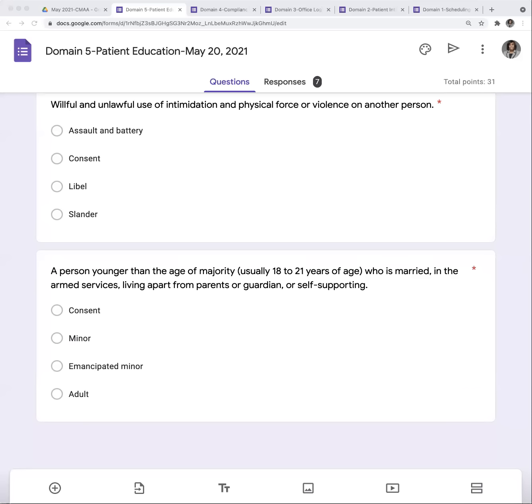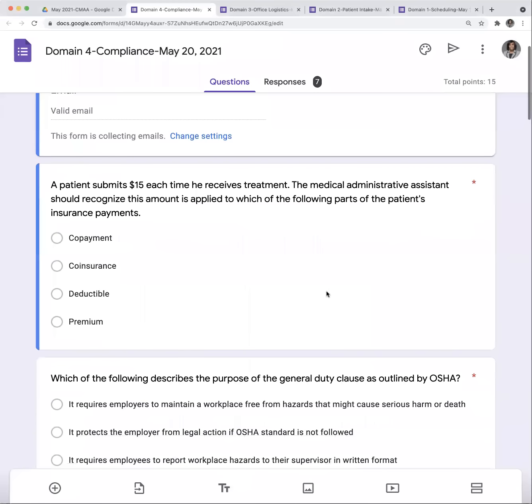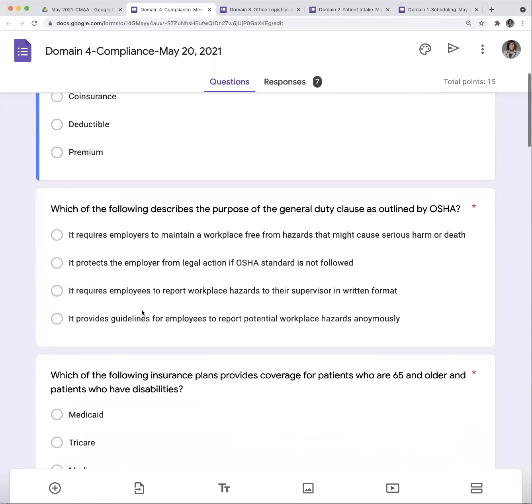All right. Next up, one of my favorite areas: compliance. I love compliance. A patient submits $15 each time he receives treatment. What is that called? A copayment. Which of the following describes the purpose of the general duty clause as outlined by OSHA? It requires employers to maintain a workplace free from hazards that might cause serious harm or death.